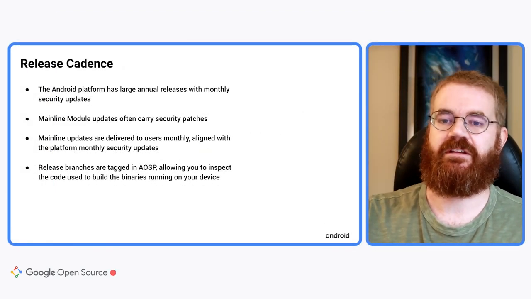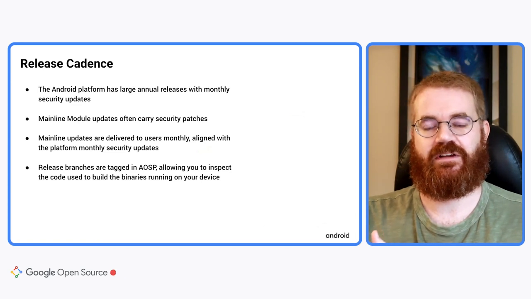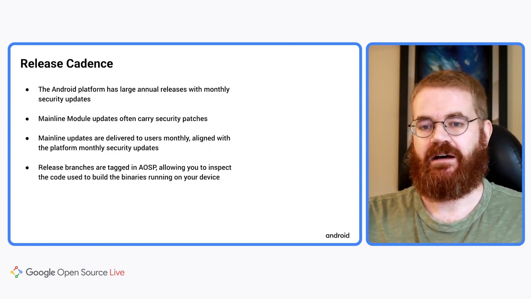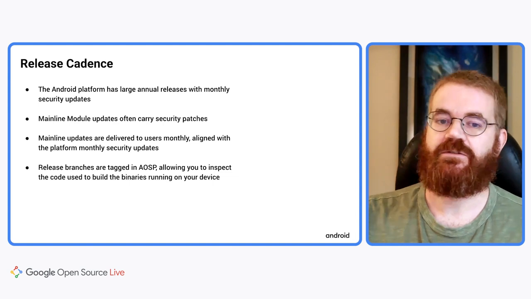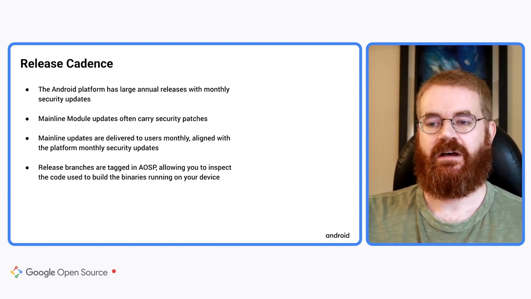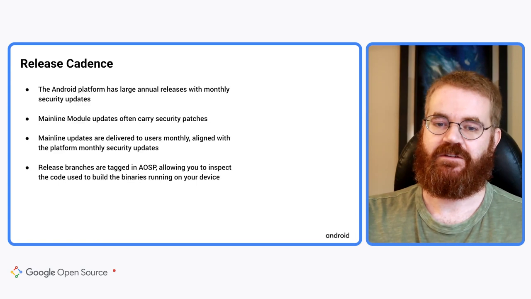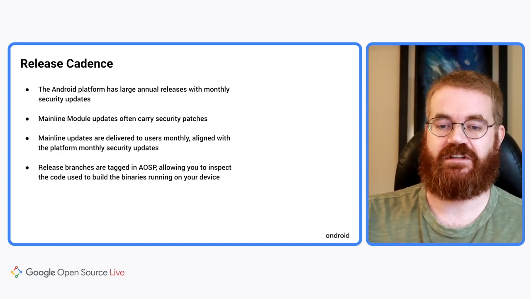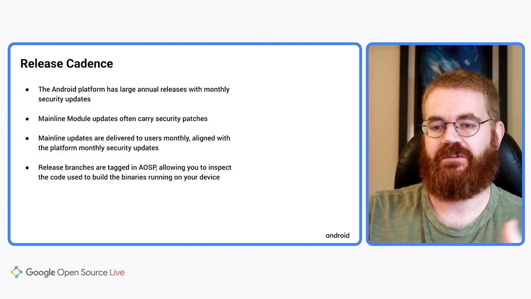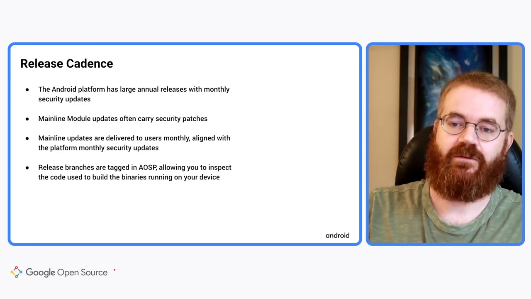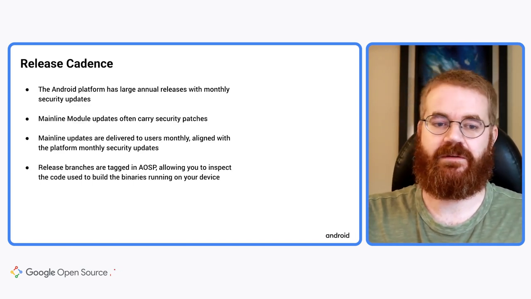As the modules become more distinct from the Android platform, I want to talk about the release cadence there. Android as the platform has one big, large annual dessert release. And there are monthly security updates that do happen through AOSP and are delivered to devices. As the mainline modules, the updates often carry security patches. We have aligned the updates that we're doing with those monthly security patches to make sure that the updates go out at the same time as the full platform updates go to devices, and to also make sure that we don't end up releasing the source code for either the platform or for the modules in a way that discloses a security vulnerability in one but not the other.